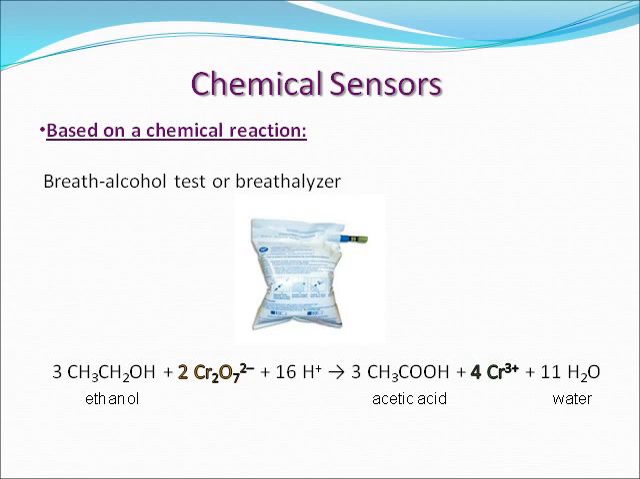This test is efficient, however, it can lack specificity, so it sometimes happens that some other volatile compounds present in the breath react with dichromate ion. So in case of uncertainty, a complementary test using analytical equipment can be needed.